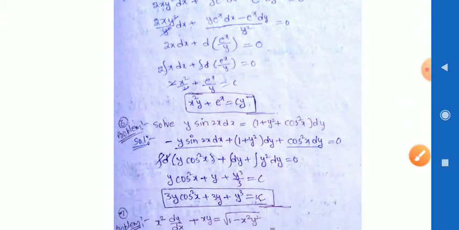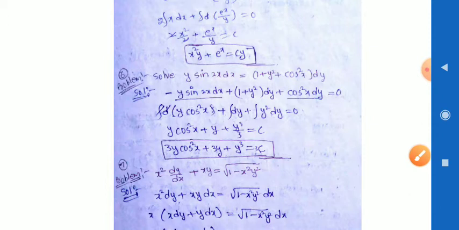Now another problem is given. Solve y sin 2x dx is equal to (1 plus y square plus cos square x) dy. It can also be written by taking this equation to the left-hand side and that to the right-hand side. We get minus y sin 2x dx plus (1 plus y square) dy plus cos square x dy.